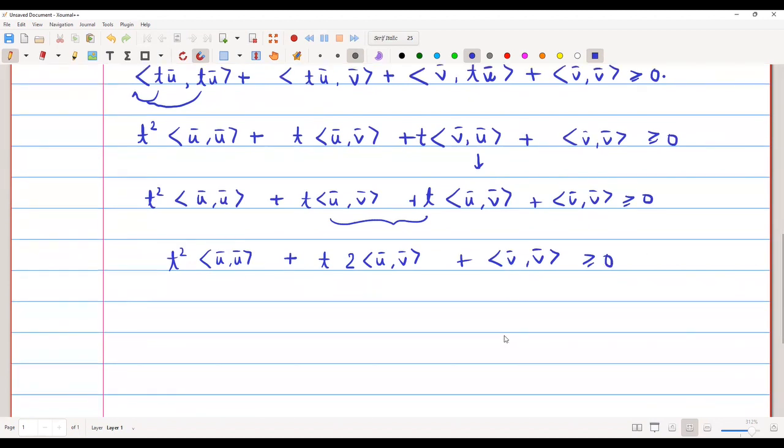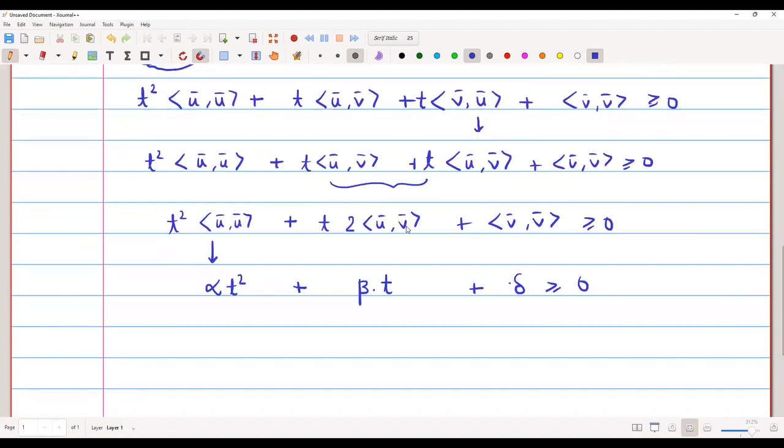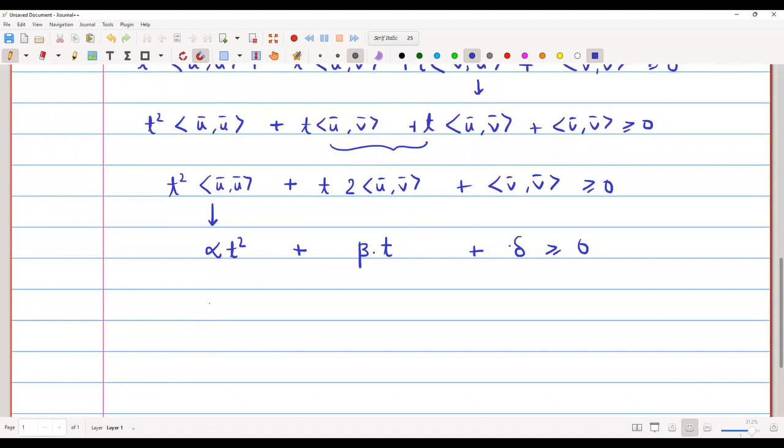So now this looks like a quadratic equation. What is that quadratic equation? The quadratic equation looks like alpha t square plus beta t plus delta is greater than or equal to zero, right? We all know what alpha, beta and delta are. Alpha is nothing but the inner product of u bar with u bar, beta is two times the inner product of u bar with v bar, and delta is the inner product of v bar with v bar.